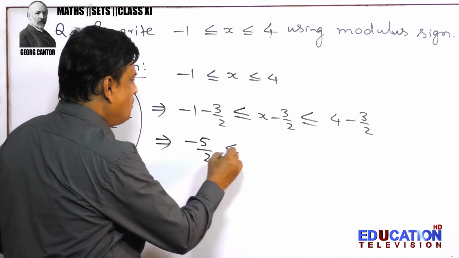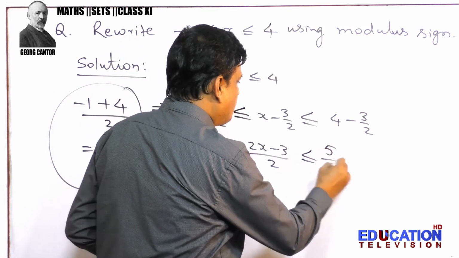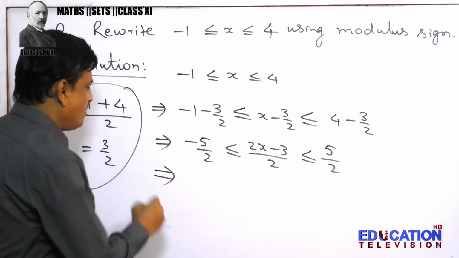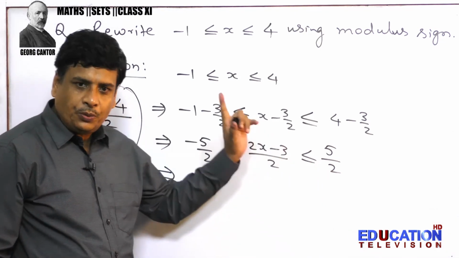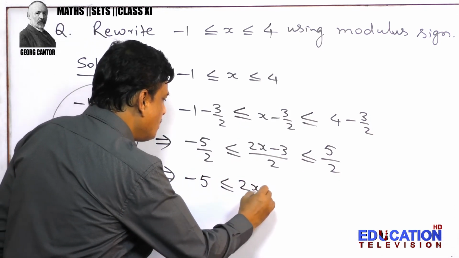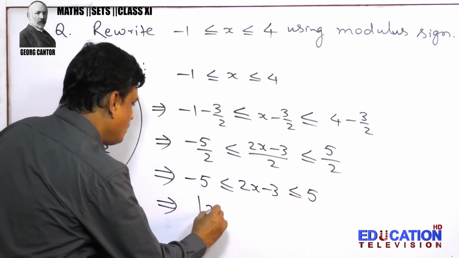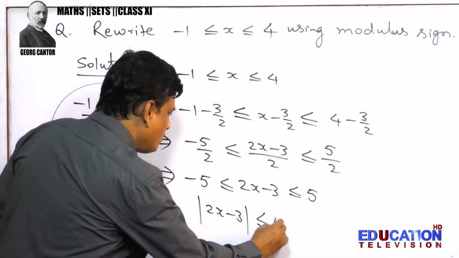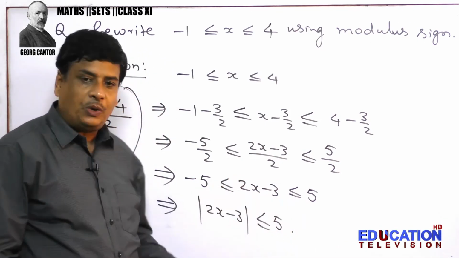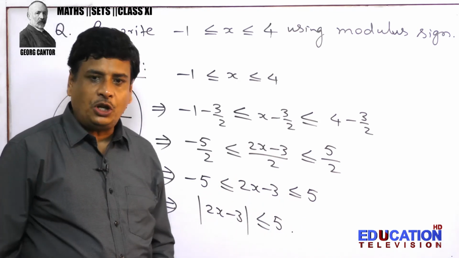Minus 5 by 2, plus 5 by 2. Multiply each term by 2. As 2x minus 3 less or equal to plus 5, greater or equal to minus 5. So, modulus of 2x minus 3 is less or equal to 5.